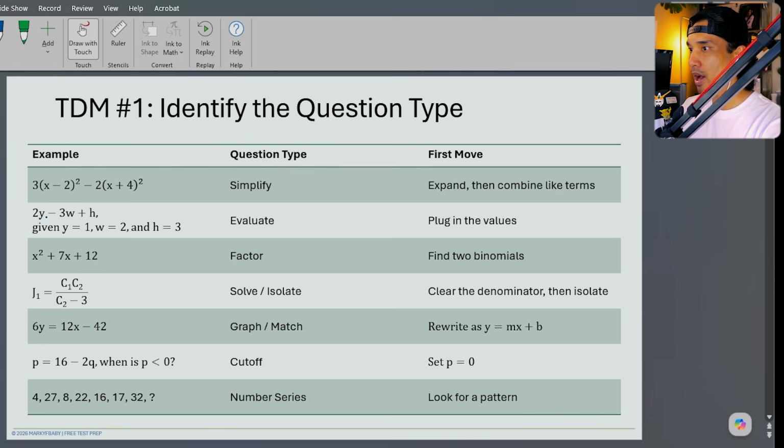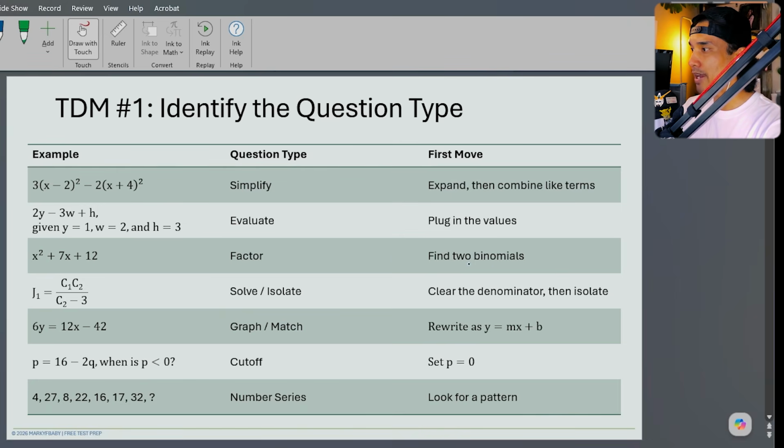The next example, I have 2y minus 3w plus h. The question type is to evaluate. I would plug in the values. y is equal to 1, w equaling 2, and h is equal to 3 into this formula here, and then evaluate.